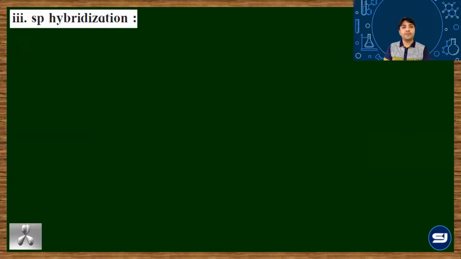Then sp hybridization, the example: acetylene. C2H2, that is acetylene. So acetylene is an alkyne in which the carbon atoms are joined by a triple bond. And each carbon is joined to one hydrogen by a sigma bond. Now if I talk about the type of bonds, the triple bond consists of one sigma and two pi, and the single bonds are always sigma bonds. Now focus on carbon. If you look at this carbon, there are two sigma and two pi.